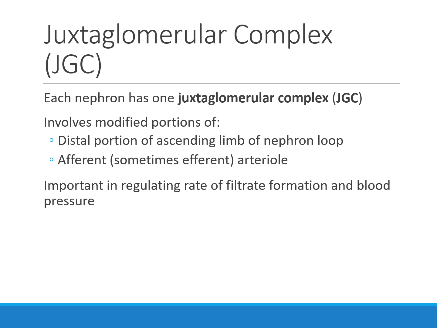And so every nephron has one of these. And what it is, is the interface between the circulatory system and the nephron. So it involves modified portions of the distal portion of the ascending limb of the nephron loop, or some books say the distal convoluted tubule, and the afferent arteriole, rarely, but sometimes the efferent arteriole.